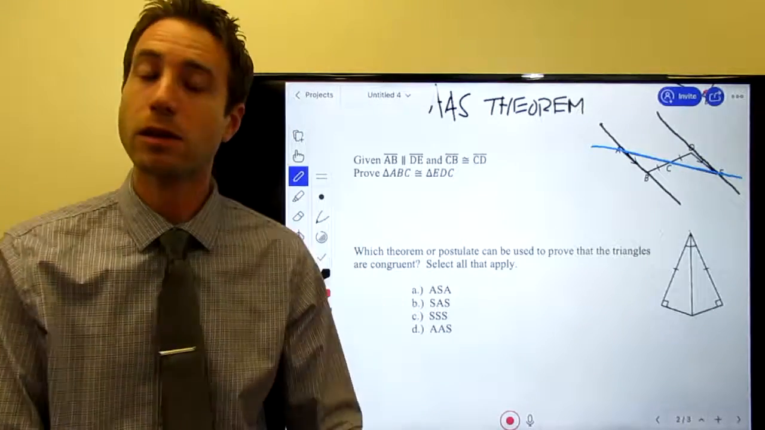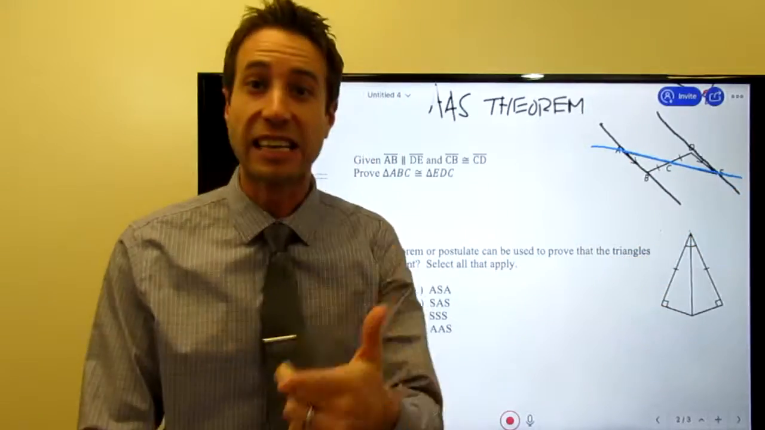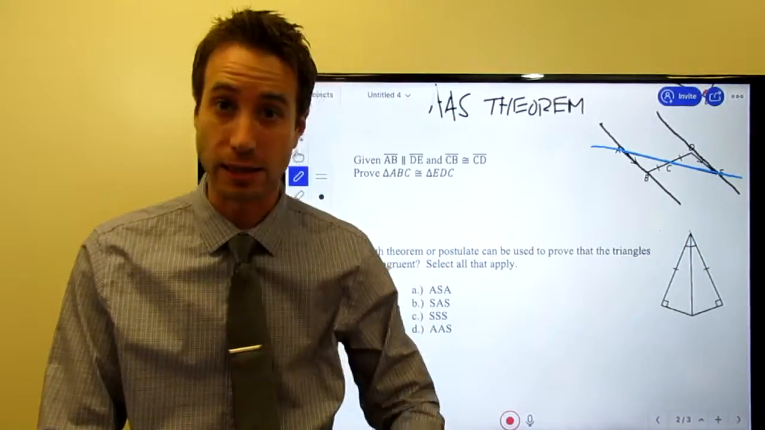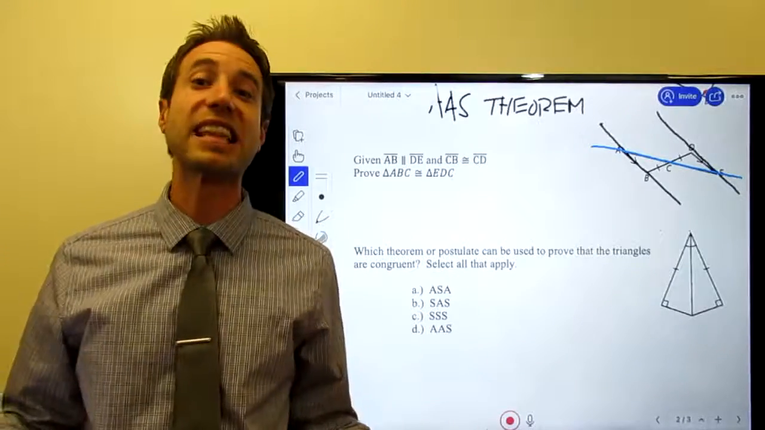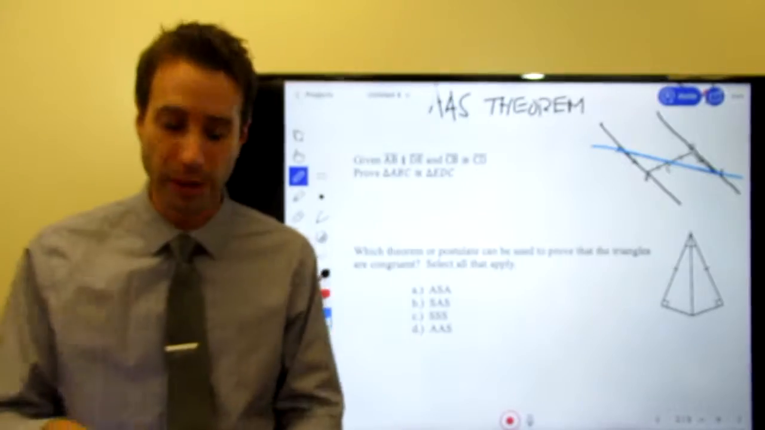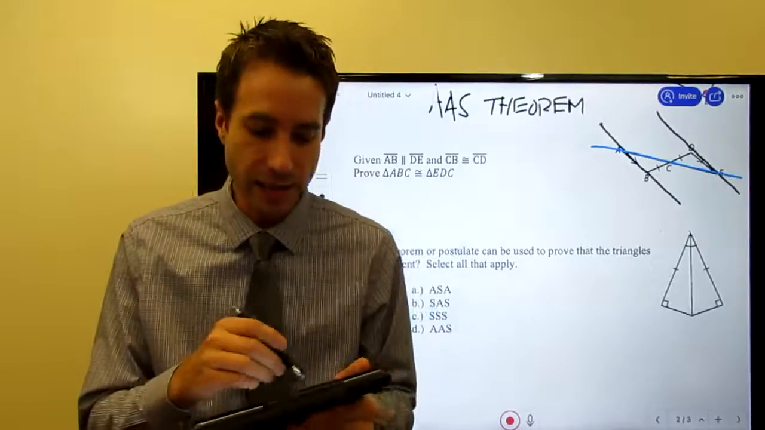We saw this on the previous page. I have a transversal cutting through parallel lines. A transversal cutting through parallel lines. What does that tell me? Well, it tells me lots of things about the angle relationships. The most important one, the one that I'm actually going to use, is this.